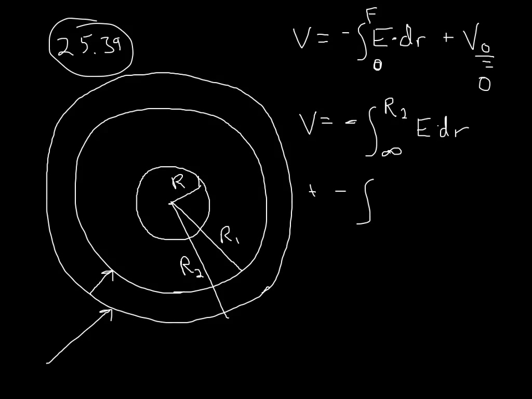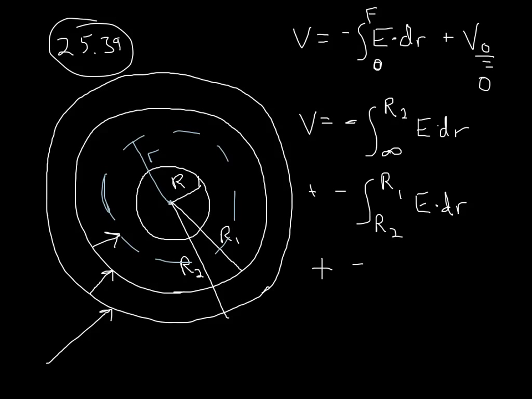So I have plus my negative integral from R2 to R1 of E dot dr. And then finally, I have my Gaussian surface that we're drawing in here again. This is the same Gaussian surface between my inner sphere and my shell. And I have my little r Gaussian surface. I go inwards from R1 to my little r. So we'll just write that integral in there, plus a negative integral from R1 to r of E dot dr.